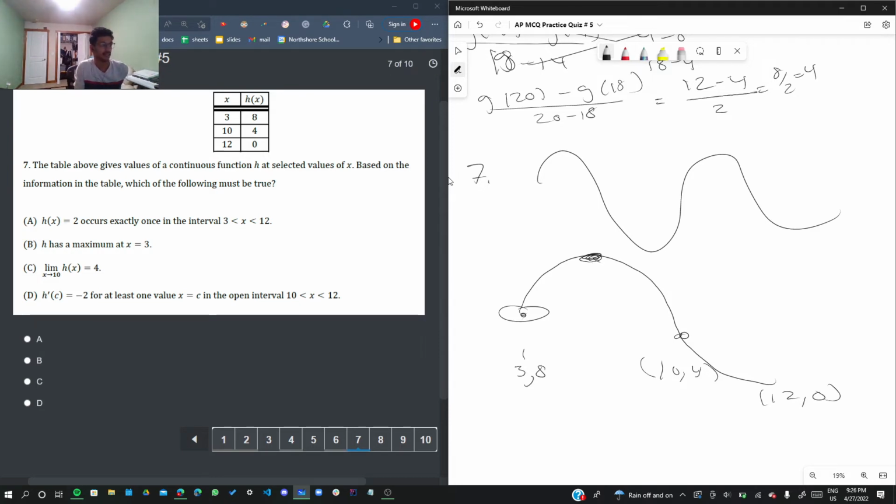I think C seems pretty reasonable because it's a continuous function. So that means there's always going to be a left-hand side limit and a right-hand side limit. So I'm going to go with C.